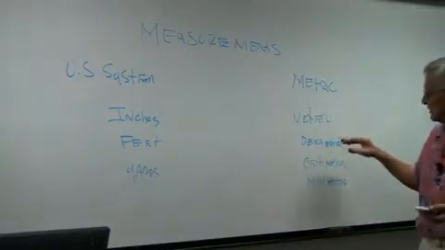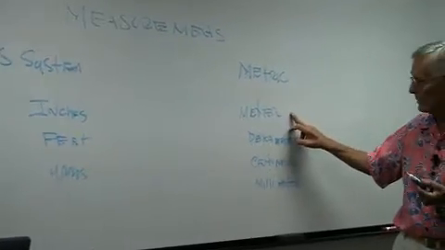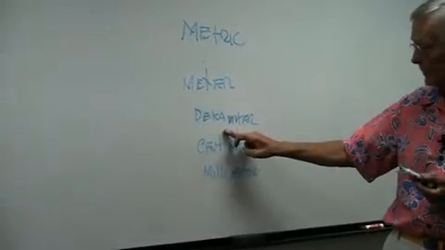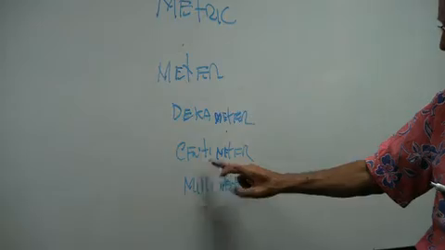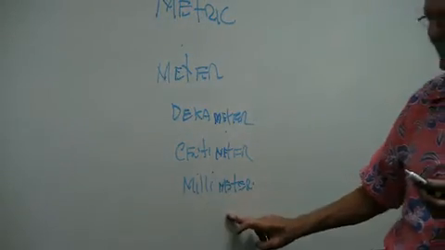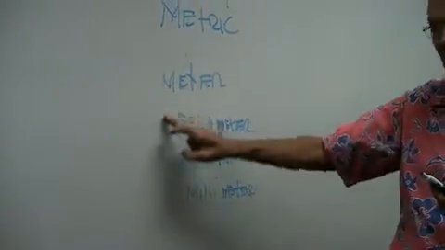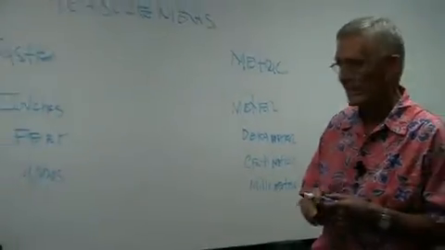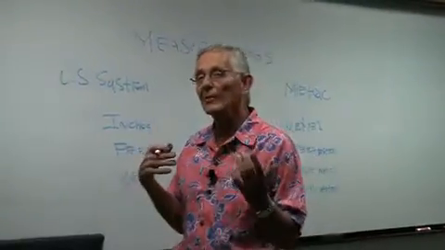In the metric system, the standard measurement is a meter, and there are decimeters, which is a tenth of a meter, centimeters, which is a hundredth of a meter, and millimeters, which is a thousandth of a meter. In the metric system, everything is based on powers of ten. In the United States system, we don't have that luxury.